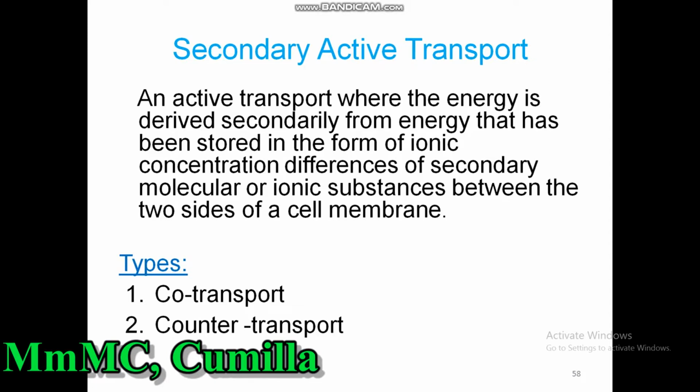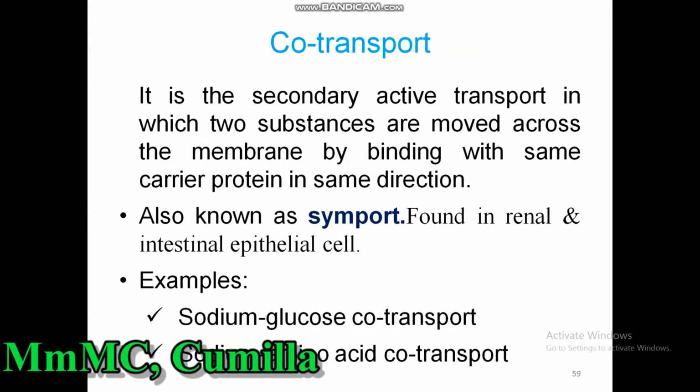Now, secondary active transport. In secondary active transport, the energy is derived secondarily from the energy that has been stored in the form of ionic concentration differences of secondary molecular or ionic substances between two sides of the cell membrane. It is divided into co-transport and counter-transport.